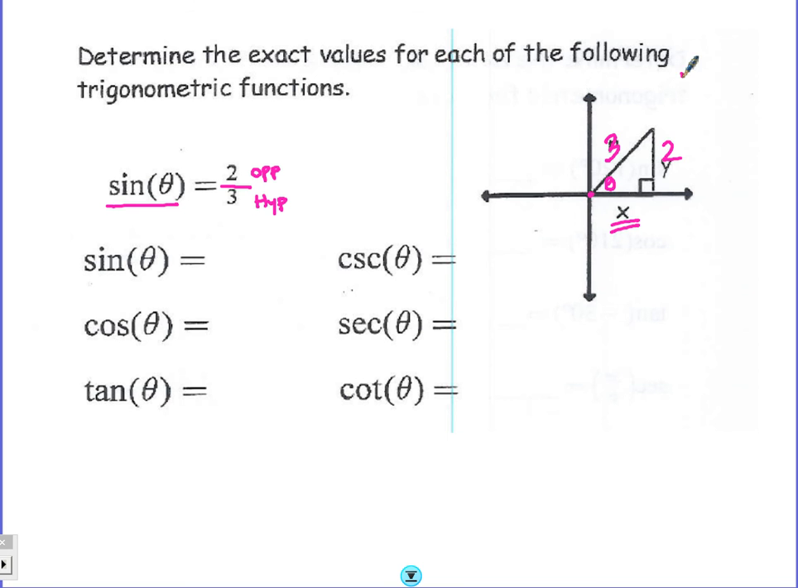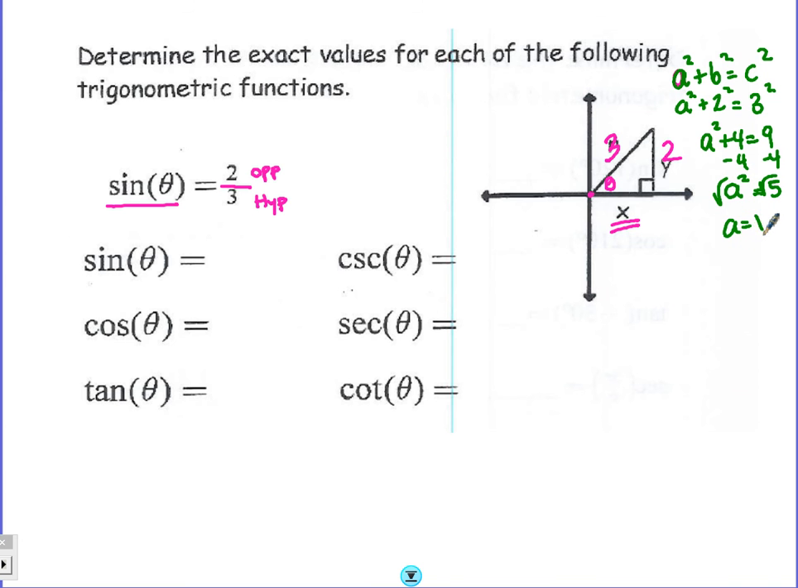So we can use the Pythagorean theorem: a squared plus b squared equals c squared. And c is always our longest side, so 3 squared. And it doesn't matter, a or b, so 2 squared. Or you could do x squared plus y squared equals r squared. It doesn't really matter. Okay, so we have a squared plus 4 equals 9, subtract 4, and we get 5 equals a squared, square root both sides, and a equals the square root of 5.